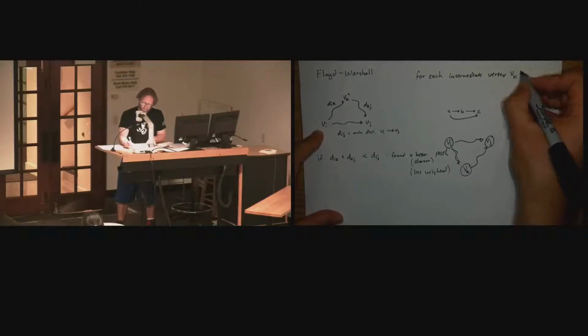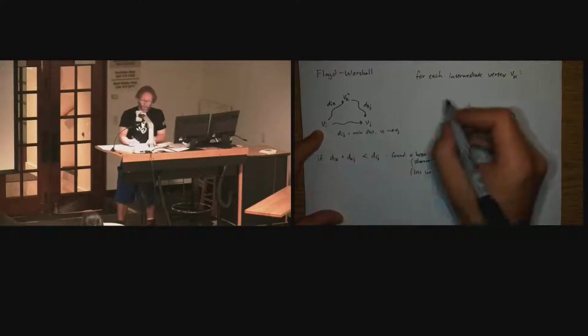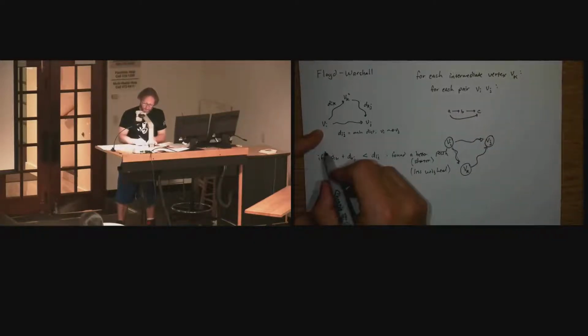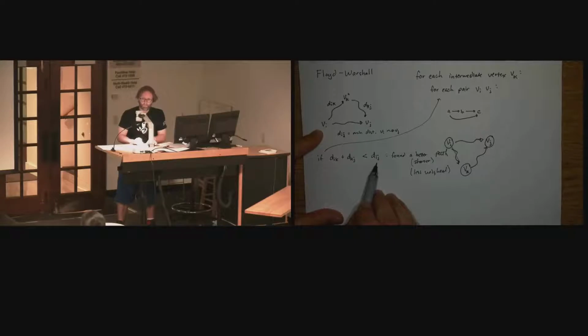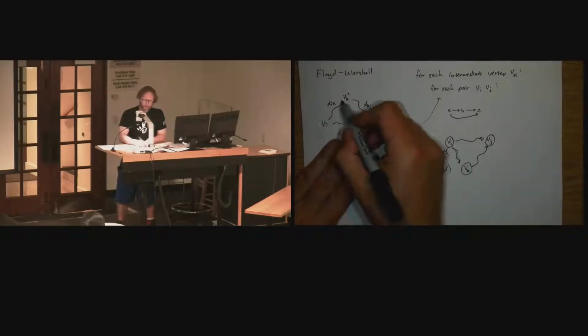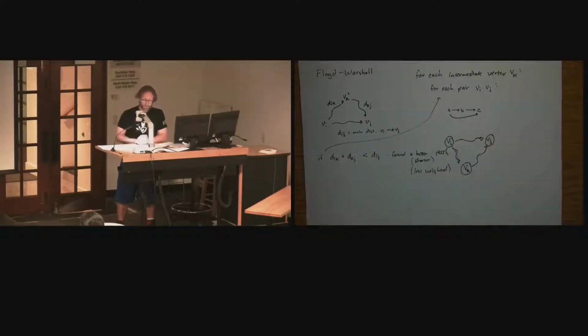all I need to do is ask the same question over and over again for all pairs. For each pair, v sub i, v sub j, I ask this question: can you get there through k at a better distance? If so, update that. If not, then you didn't find a better path, leave it alone. V sub k is not a better intermediary vertex. This suggests a very, very easy 3-loop structure algorithm.